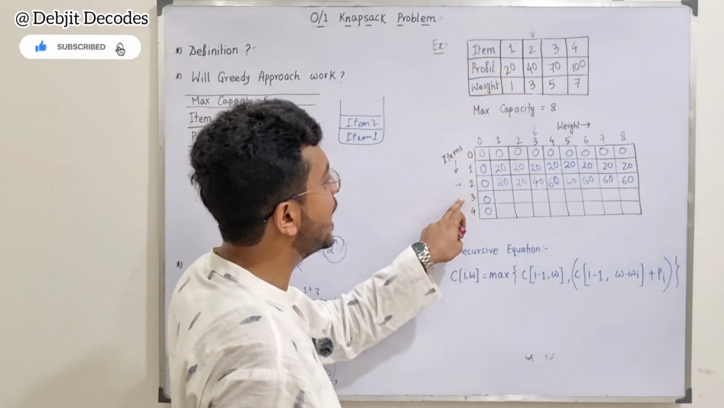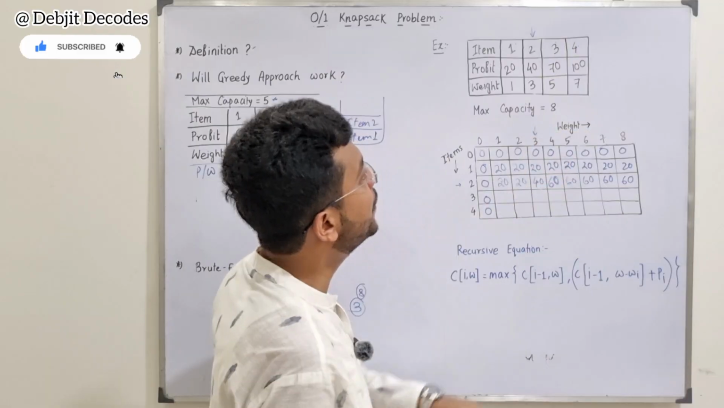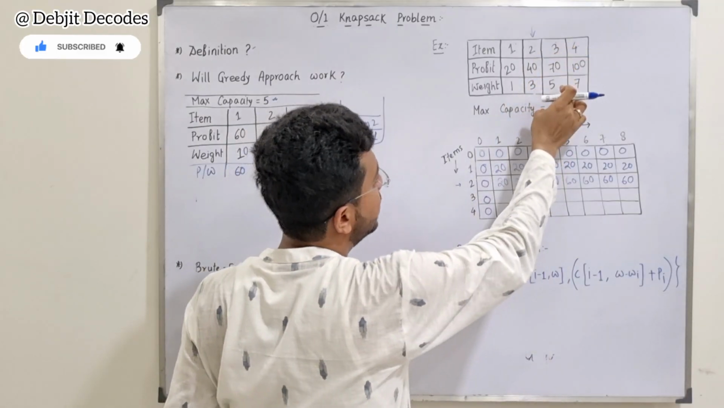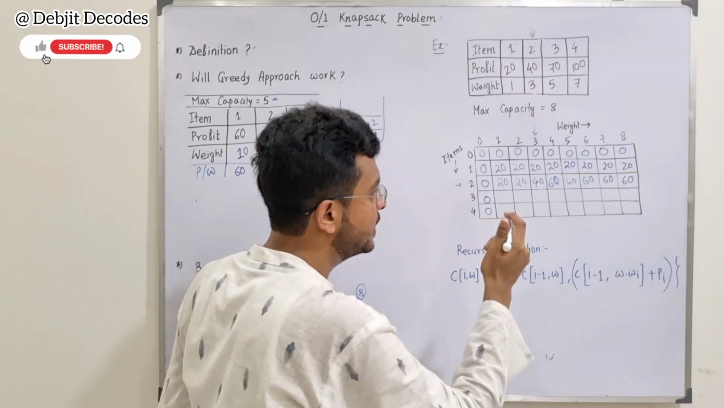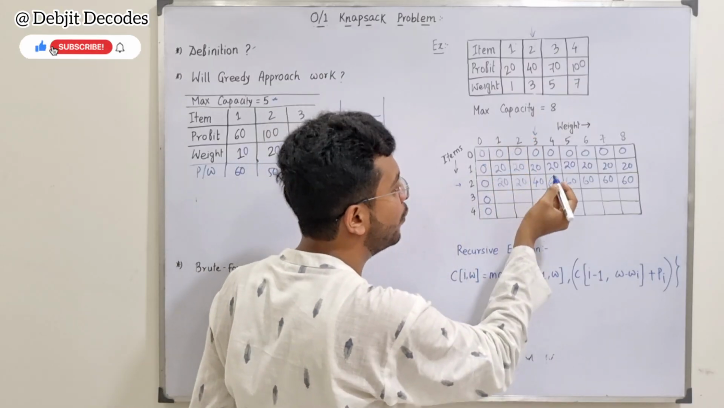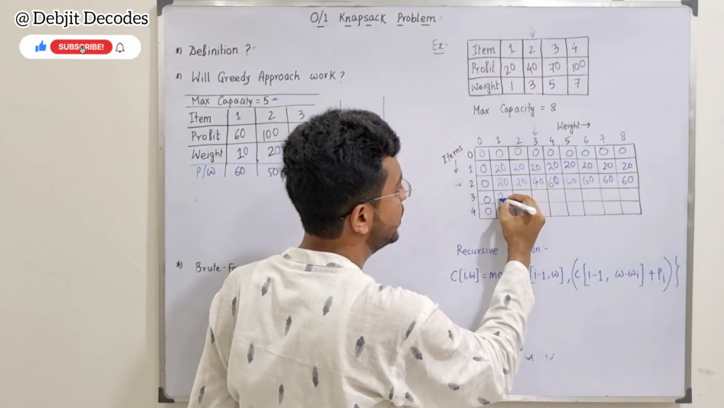Now we are coming to the third item. What is the third item's weight? 5. So can it sit here, where the max weight is 1? The answer is no. If it doesn't sit here, from where are we taking the value? The upper cell. So it will be 20.